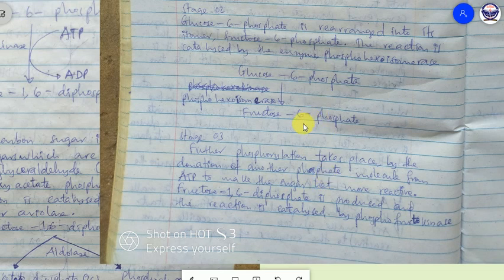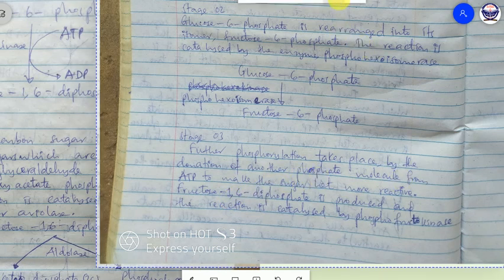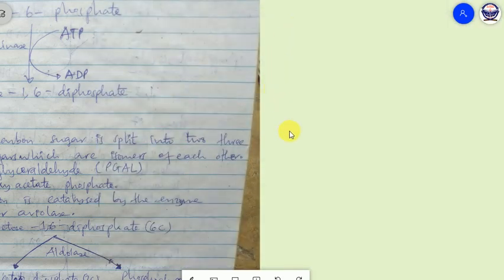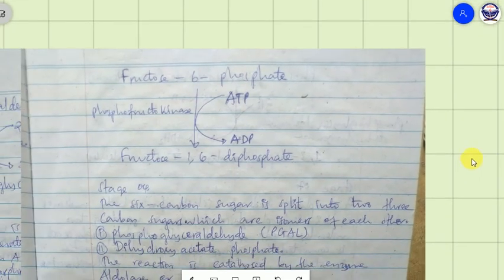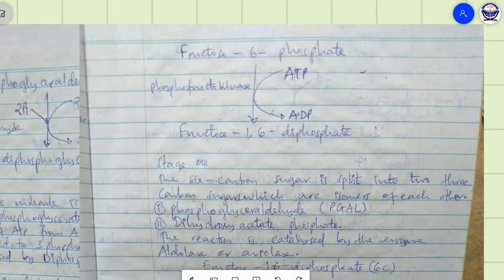That means alpha phosphate is kwenye carbon sita. Hapa nakona phosphate mbili kwenye carbon ya kwanza na carbon ya sita. Oru ni oru yeli inakuwa tu ni mechanism ambayo seli inazidi kufanya ili kuweza kugain more, kuweza kufanya reaction zake za glycolysis vizuri. Kwa hiyo unaweza kuona hapo fructose 6 phosphate, phosphofructokinase, ATP, ADP, fructose 1,6 diphosphate.